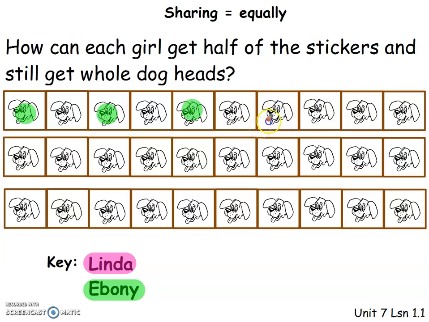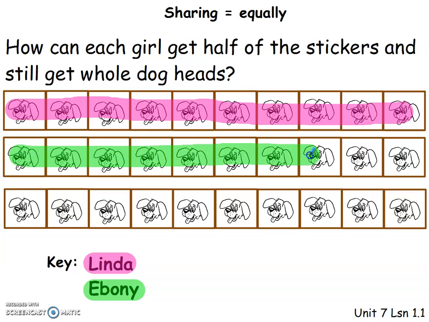I noticed though that each of these strips of stickers is the same, right? This strip of stickers has 2, 4, 6, 8, 10. So they're in strips of 10. So can I just assign each girl a strip? So let's say that Linda gets the first strip of 10. Ebony gets the second strip of 10. Okay, are they equal so far?